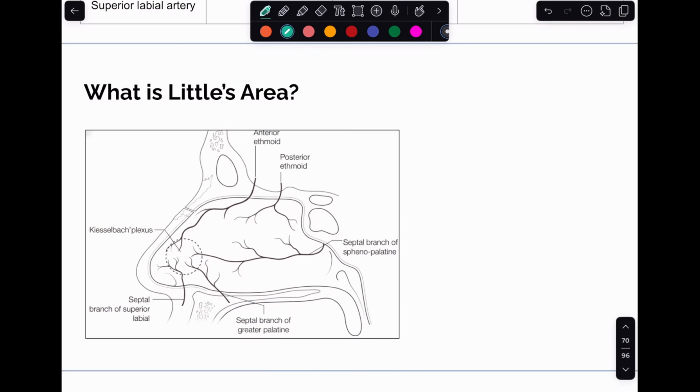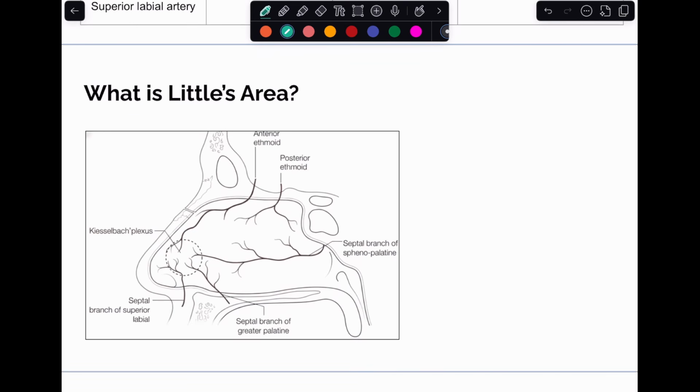Next question, what is Little's area? The other name that we know for Little's area is actually Kiesselbach's plexus. That is also a term that you should be knowing. Now, Little's area is this little vascular area that we see in the antero-inferior part of the nasal septum, just above the vestibule. And this is formed by an anastomosis of different arteries in the nasal septum.